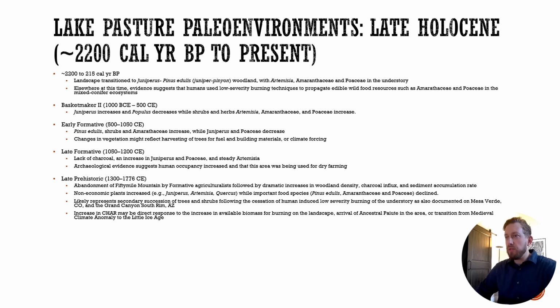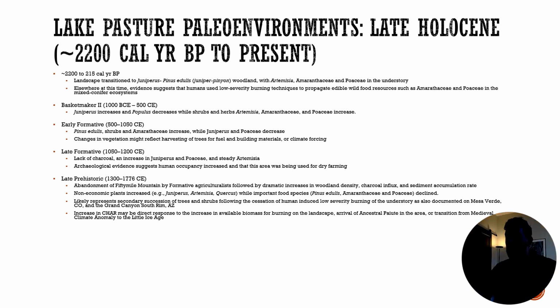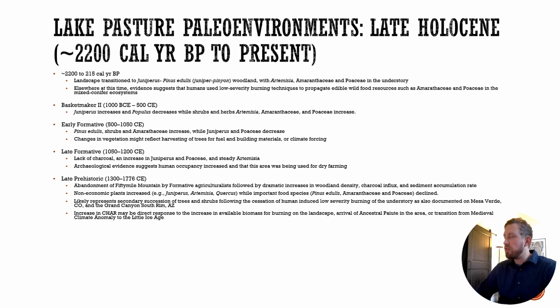And then during the late prehistoric, abandonment of 50 Mile Mountain by formative agriculturalists is followed by dramatic increases in woodland density, charcoal influx, and sediment accumulation rate. Non-economic plants increased while important food species decreased, and this likely represents secondary succession of trees and shrubs following the cessation of human-induced low-severity burning on the understory, as also documented on Mesa Verde and the Grand Canyon South Rim.